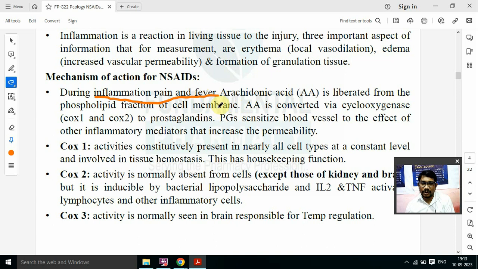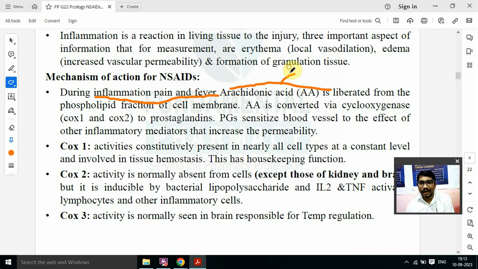So whenever there is damage to your skin and whenever there is damage to your tissue, what will happen? There is damage to your cell membrane. And from that cell membrane there is a release of one acid known as arachidonic acid. Now while discussing our biochemistry of lipids, at that time I told you what is arachidonic acid.